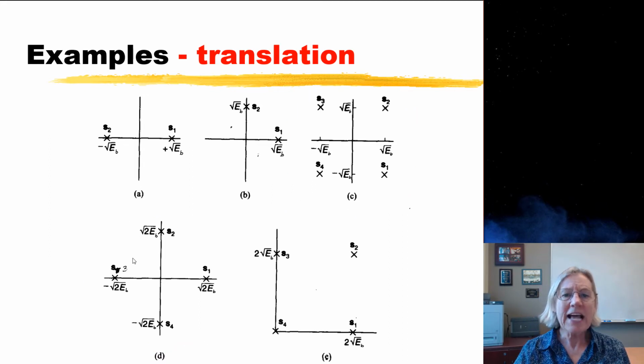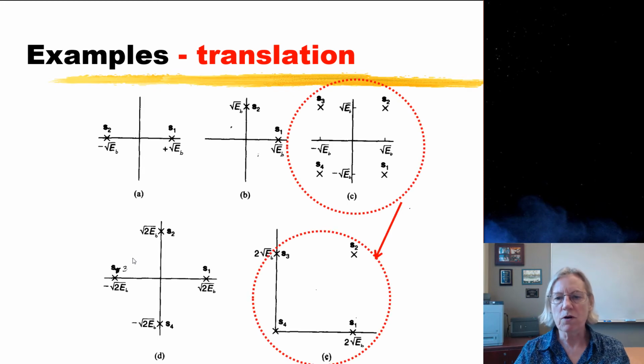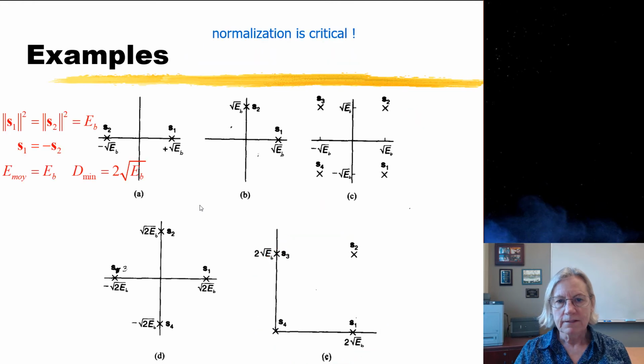And then in the last example, it's taking these 4 and translating them, moving them side to side, not rotating. These are no longer at the same distance from the origin. When I rotated them, of course, they all had equal energy. But here that's changing. Here's one at the origin, and that's clearly got 0 energy. So I said normalization is critical.